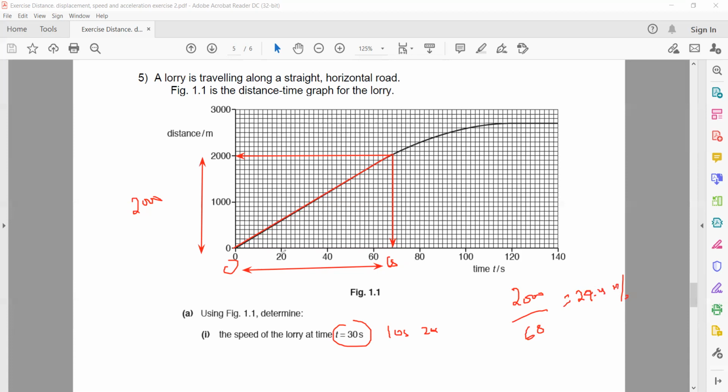And actually that is the speed of the lorry when time is equal to 20 second, 30 second, 40 second, 50 second, until 68 seconds, because the speed does not change as it is a straight line till 68 seconds. Is it clear, the first part?